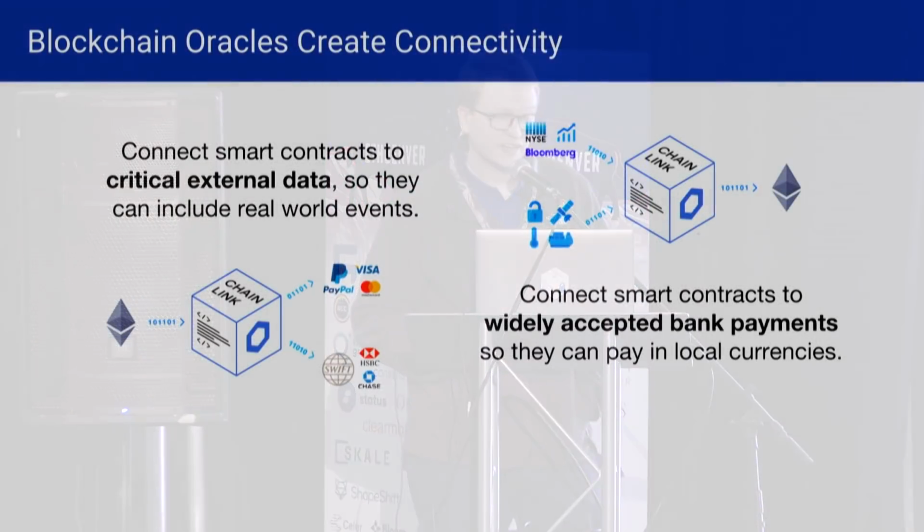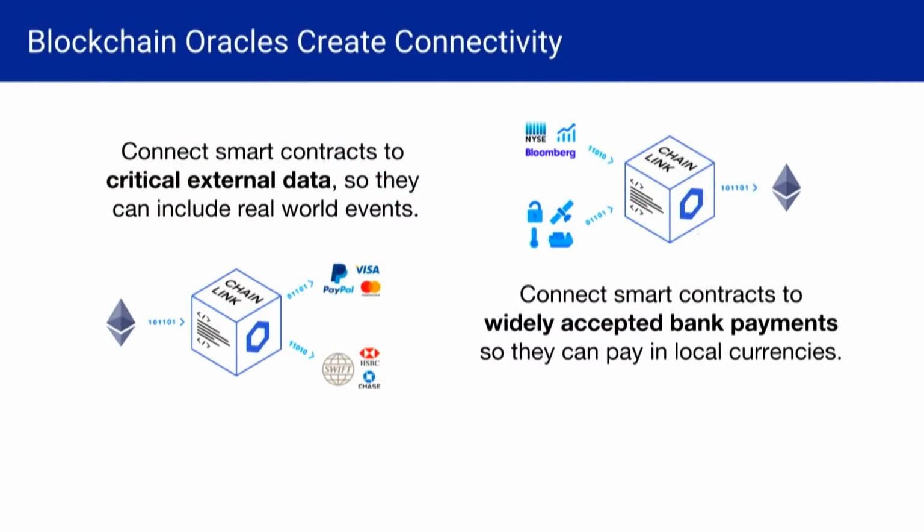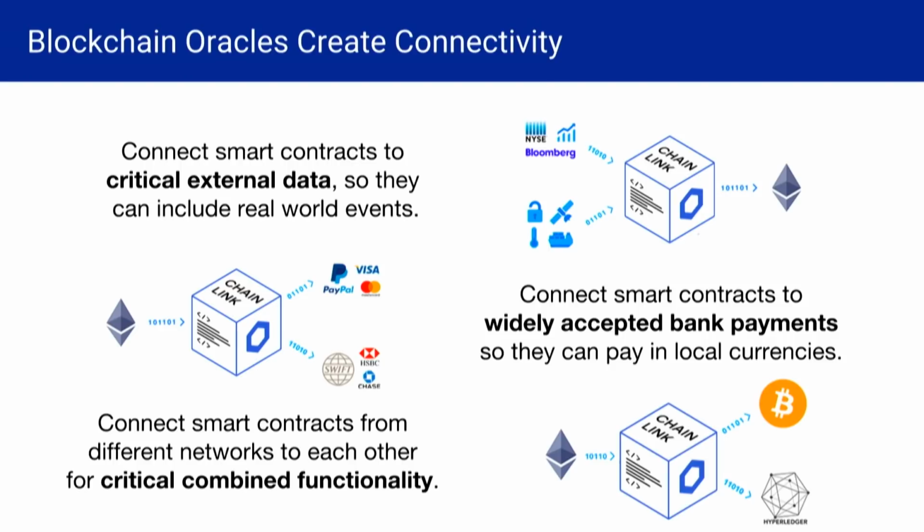Then there's also the fact that not everyone wants to be paid in a cryptocurrency just yet. So we make it possible to pay out through traditional payments providers upon the execution of a smart contract. And along the same lines, we make it easy to connect to other blockchains so that you can execute a smart contract based on the event of another blockchain, or you can send an output to another blockchain based on the execution of a smart contract.